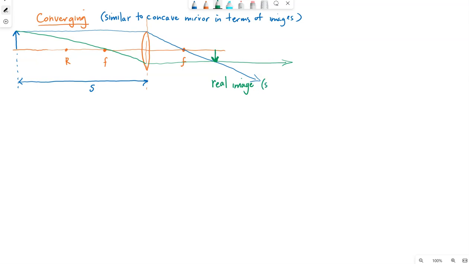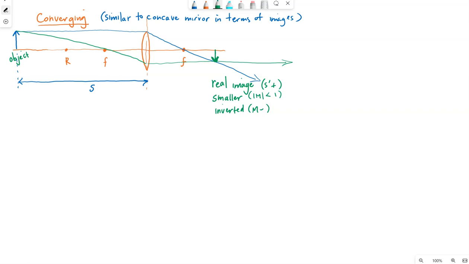Meaning if we were solving a problem, we would get a positive value for S prime. These real images are on the opposite side of the lens compared to the object. So our object in this case is on the left side of the lens, the image is on the right side of the lens. This image is smaller than the actual object, and it is inverted. Inverted means if we were calculating a value for magnification, we would come up with a negative sign. Smaller means the absolute value of the magnification is less than 1.